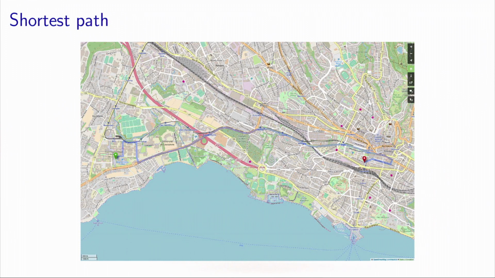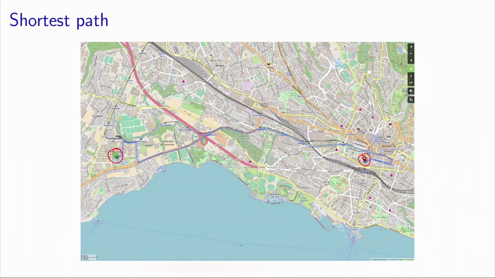The problem can be defined as follows. We consider a network with nodes and arcs. In this example, the nodes are intersections and the arcs represent roads in the city. Each arc is associated with a cost. In this example, this can be the length or maybe the travel time along the arc. And then we consider an origin and a destination. In this case, the origin is the EPFL campus and the destination is the Lausanne train station.